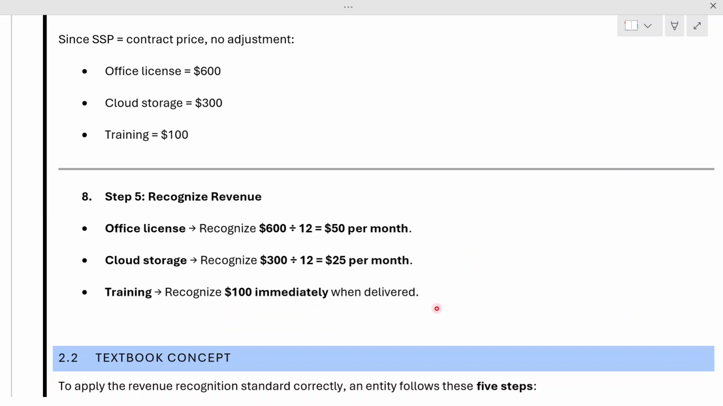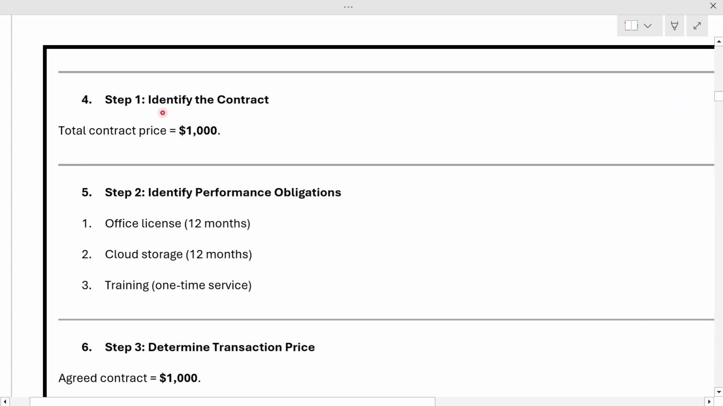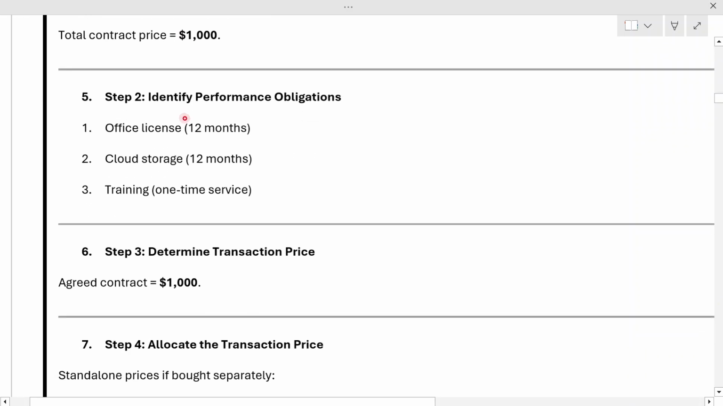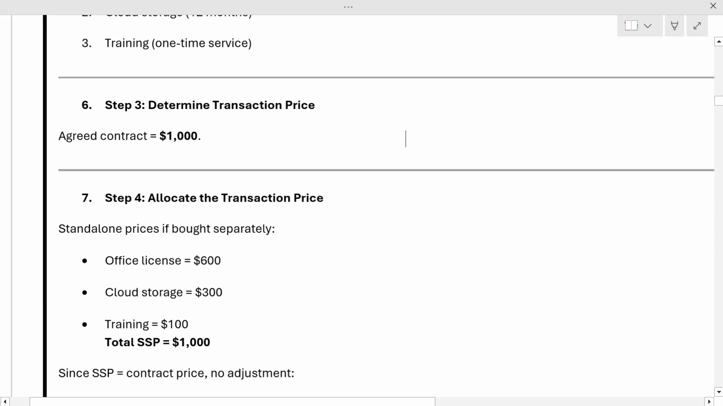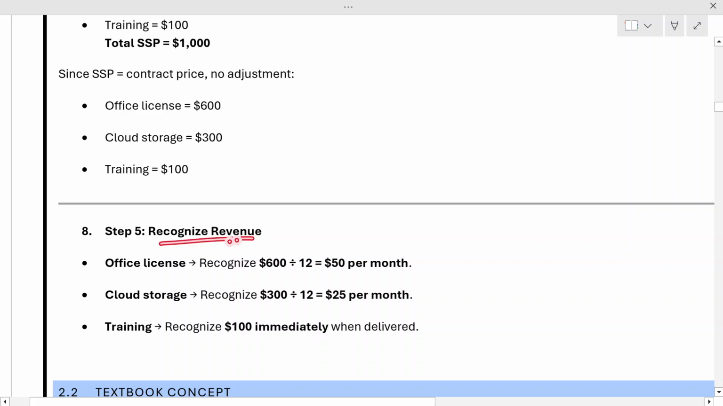So, these are the important 5 steps within the revenue recognition model. Let me just reiterate and recite. Firstly, we need to see the contract, then we need to identify what are the performance obligations, then what is the transaction price, and then allocating the transaction price, and finally we need to recognize the revenue.